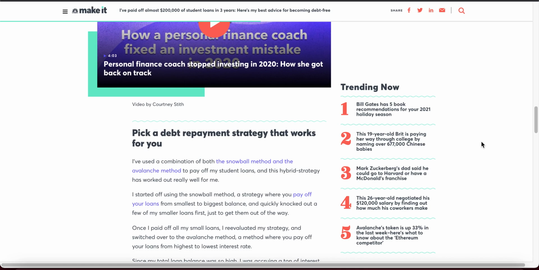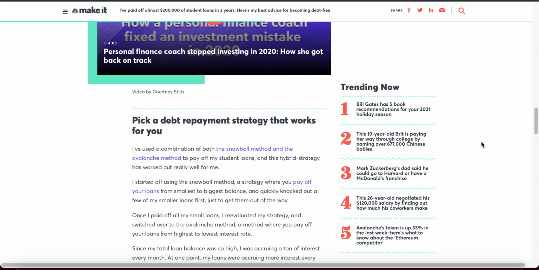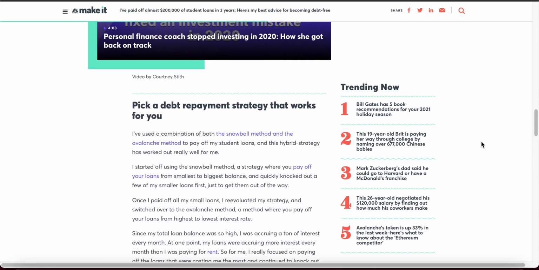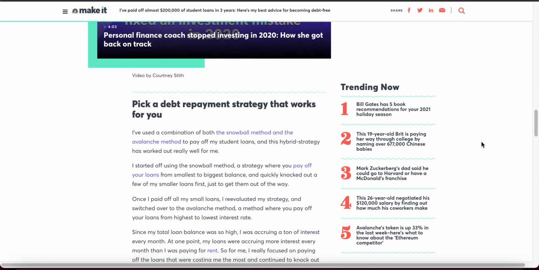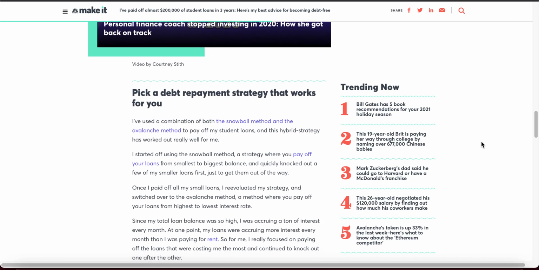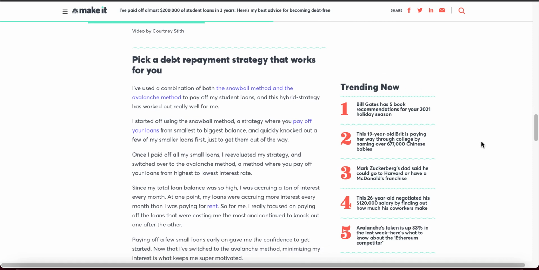Once I paid off all my small loans, I reevaluated my strategy and switched over to the avalanche method, a method where you pay off your loans from highest to lowest interest rate. Since my total loan balance was so high, I was accruing a ton of interest every month, and at one point, my loans were accruing more interest every month than I was paying for rent. So for me, I really focused on paying off the loans that were costing me the most and continued to knock out one after the other.